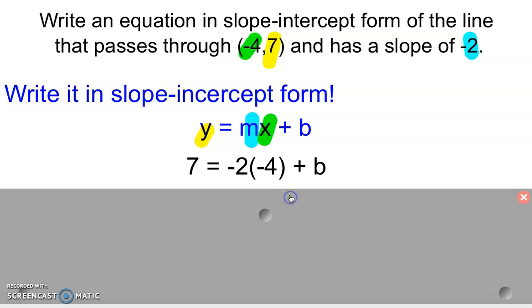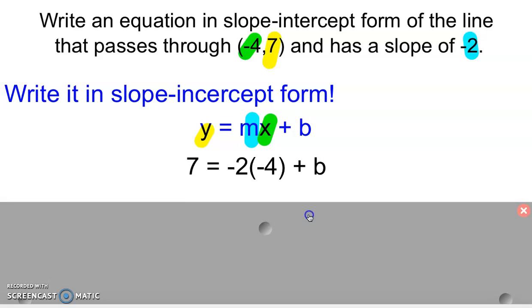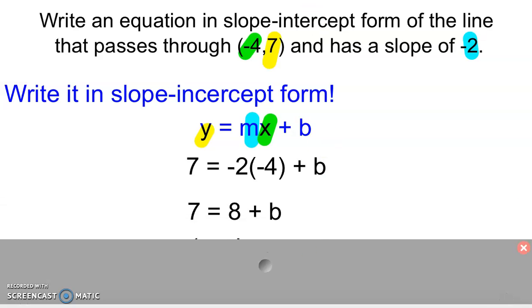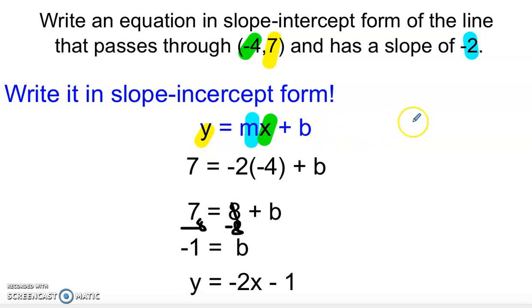All right. So I get -2 times -4. That's going to be +8. That's kind of the tricky part there. And then to figure out my b, I'm going to subtract 8 from both sides. And 7 minus 8 is going to be -1. So then my equation is going to be y equals -2x, because my slope is -2, and my b is -1.